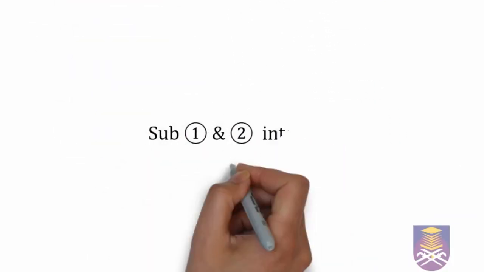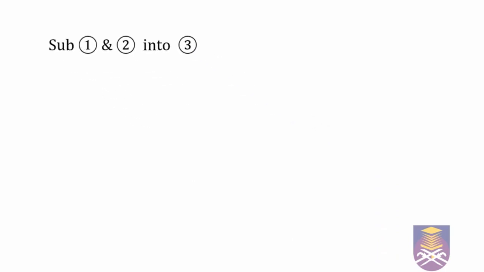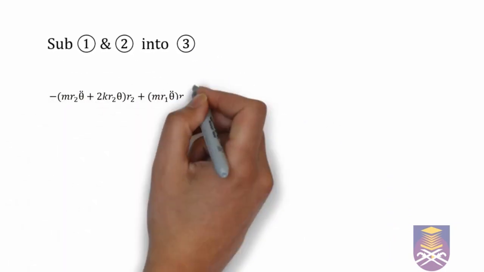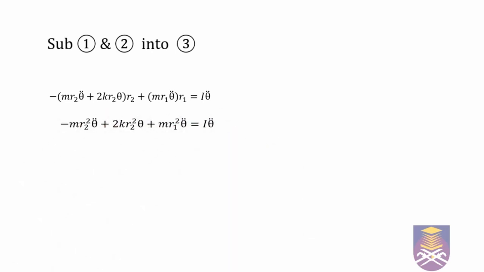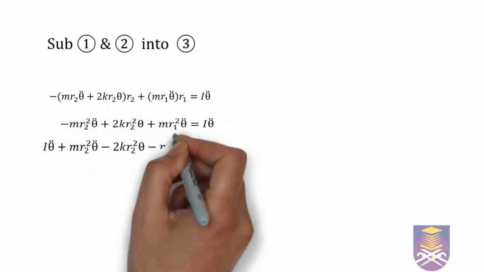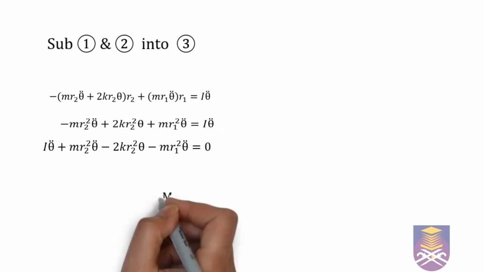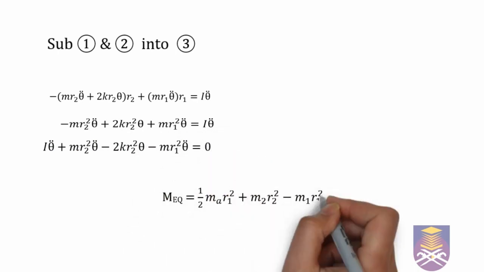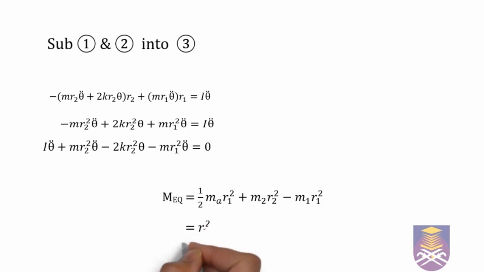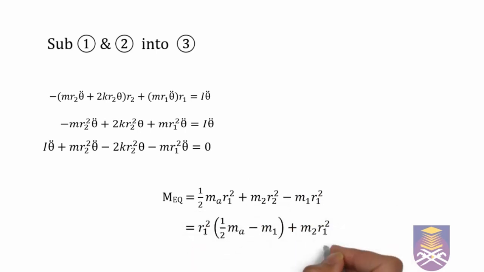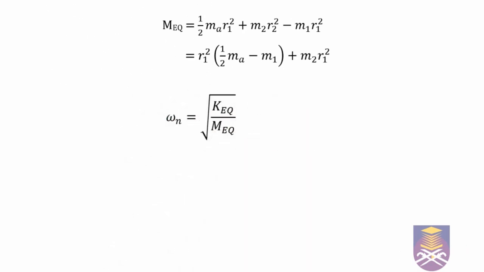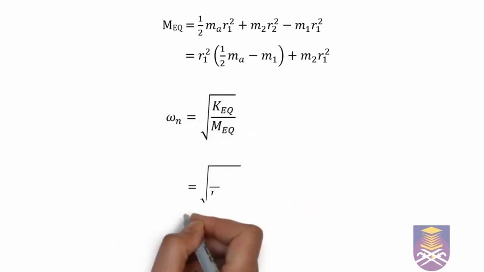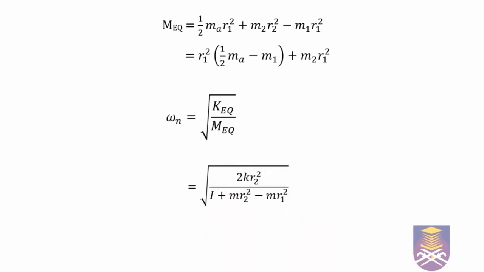After all that, substitute equations 1 and 2 into equation 3. And of course, we are able to acquire the equation of motion. So, the M equivalent is, and thus, we can find the natural frequency, which is omega n equals square root of K equivalent over M equivalent.